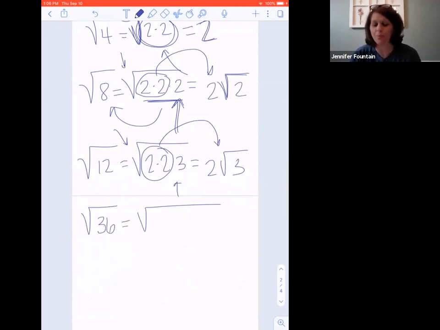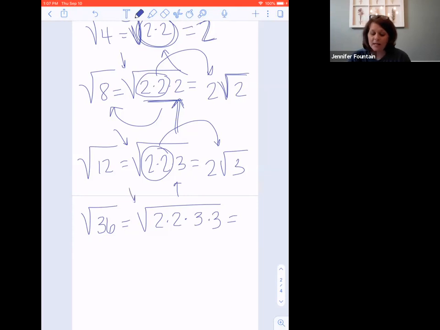Okay, so first step, prime factorization. I know my smallest prime factor is 2. 36 is divisible by 2 because it is even, so 2 times 18 is 36. Now I have to break down 18. 18 is also even, so it's divisible by 2, and that's 2 times 9. Now I've got to break down 9, which is 3 times 3. Now I've got all my prime factors. 2 times 2 is 4, 4 times 3 is 12, and 12 times 3 is 36.